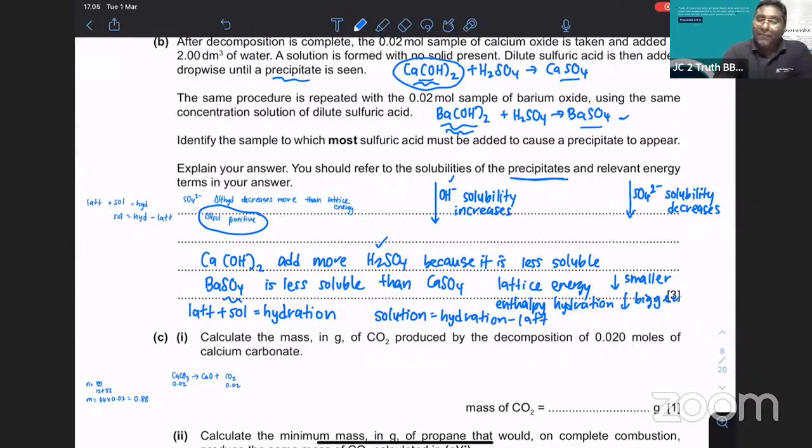But if you want to change it in terms of hydroxide, because they say precipitate, then you just need to change it: decrease in lattice energy is greater than decrease in enthalpy of hydration. So this one, please take note. If you don't understand, please go through it. When you explain, you get 3 marks for this. Okay, next part.